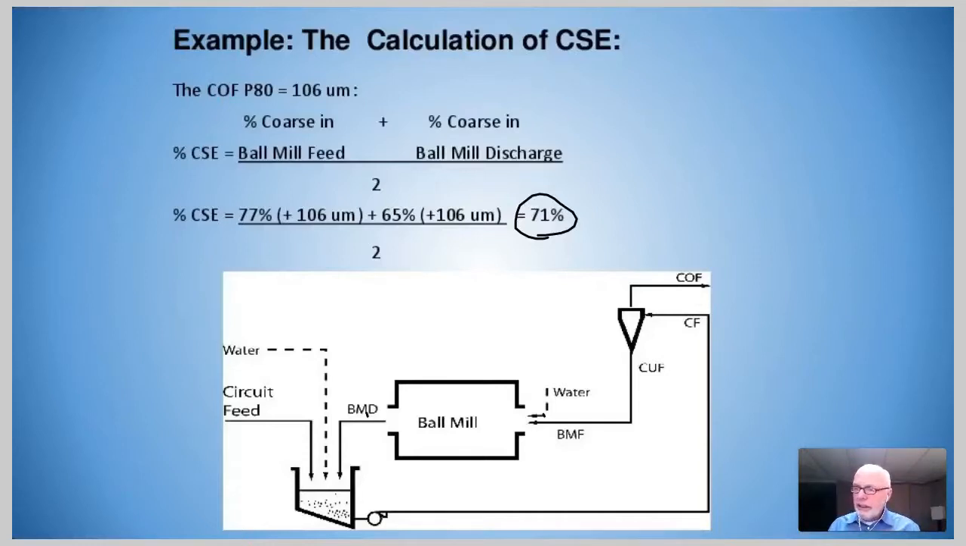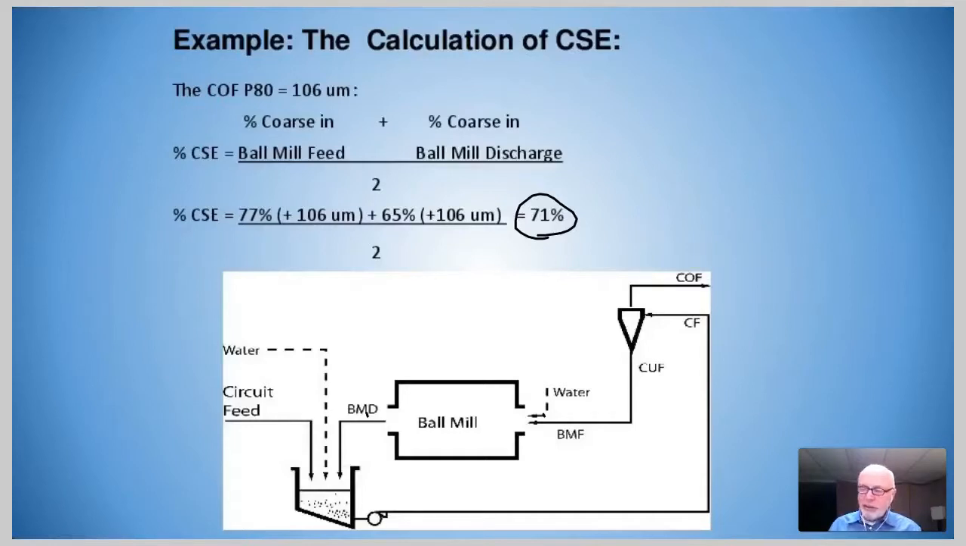So these data then tell us exactly how well we are making use of our ball mill power. That is, the percentage of the power grinding plus P80 size material. So we can measure our CSE both simply and accurately. So the question is then, do I have any influence over what my CSE may be?